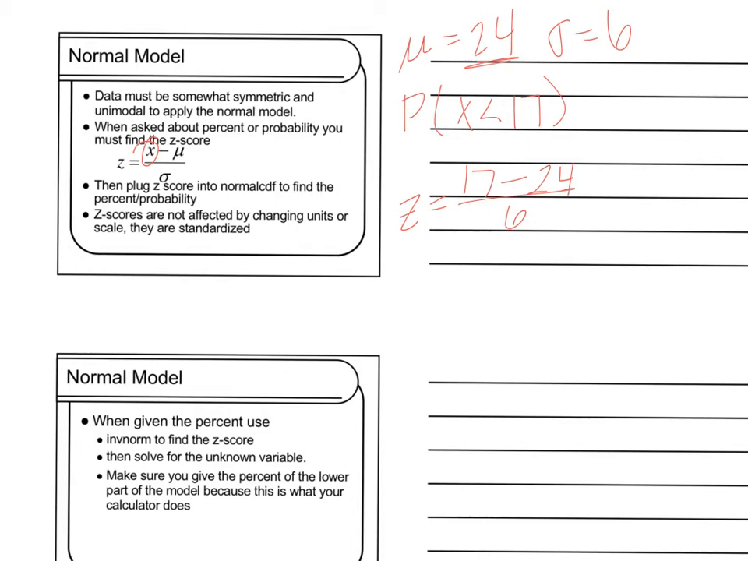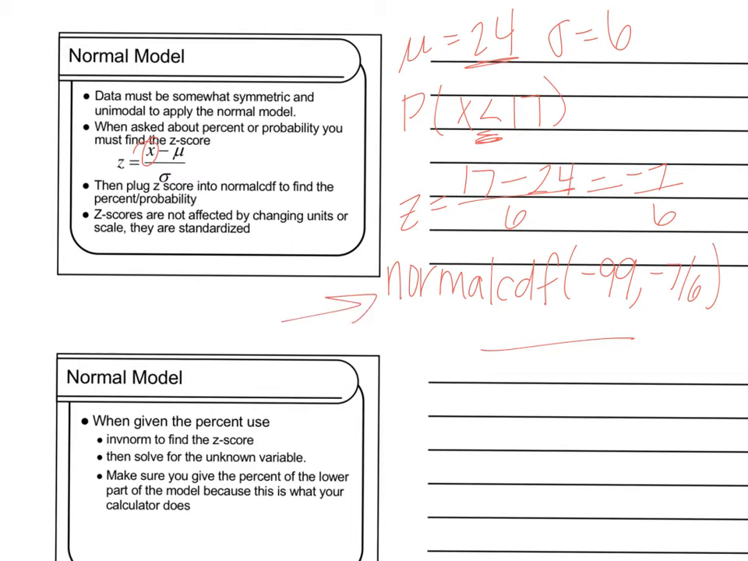And so that is negative 7/6. And to find the probability, we put that into normal CDF. And I want to know less than, so it's negative 99, negative 7/6. And that gives me your percentage. I don't have my calculator with me right now, so you can plug that into your calculator. Remember, normal CDF is in the second VARS button. And we never use PDF, always CDF.